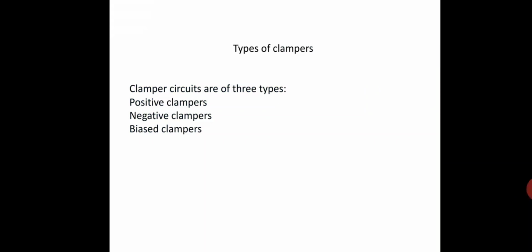So we can say that it adds DC to the input waveform. It shifts the level of the input waveform in the positive or negative direction. The DC component is simply added to or subtracted from the input signal. A clamper circuit adds a positive DC component to the input signal to push it to the positive side. Similarly, it adds a negative DC component to push it to the negative side.